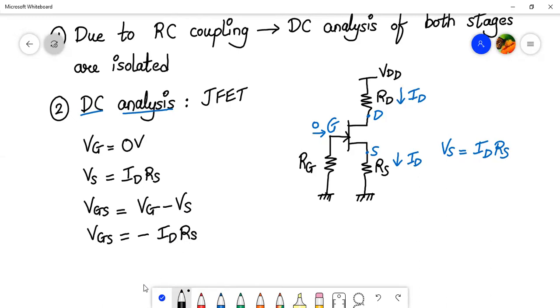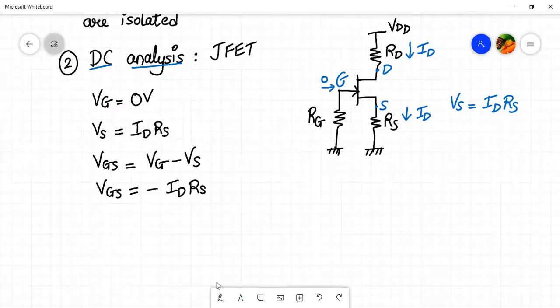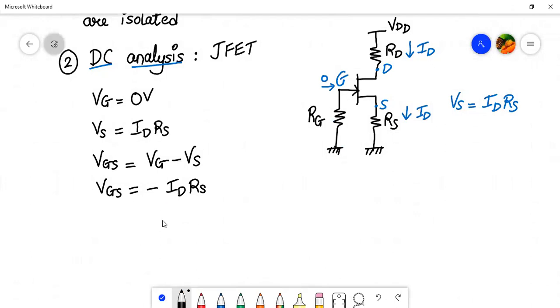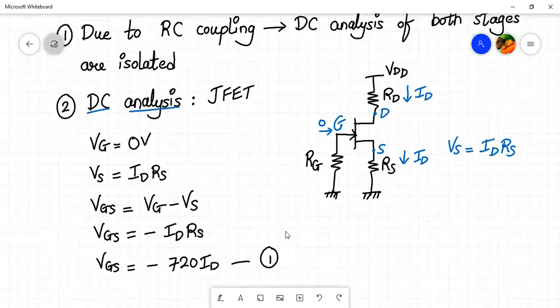And what's the value of RS given to us? The RS value is given as 720. Let us have a look at it once. So it will be minus 720 times ID, and this is our equation number 1. But we need to find the values of VGS and ID. We have two unknowns and one equation, so we will require one more equation to solve these two unknowns.